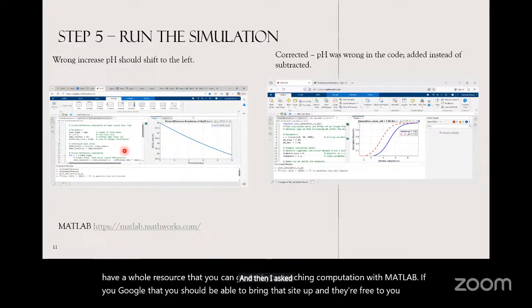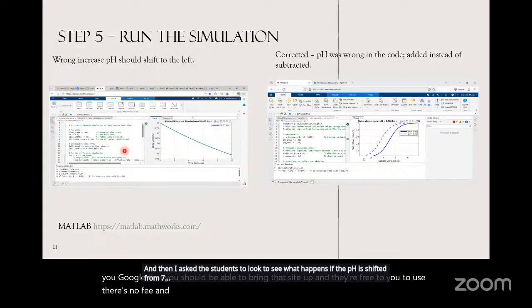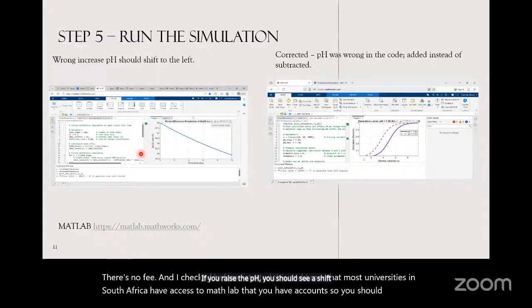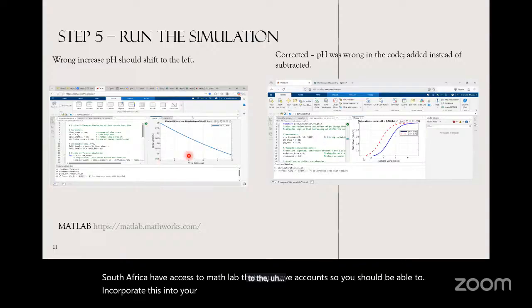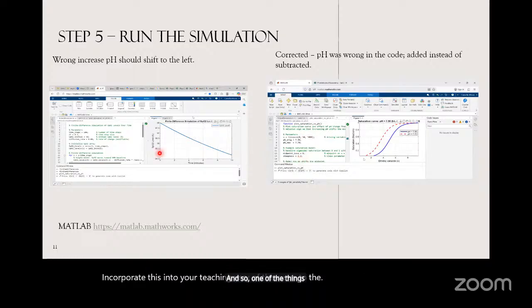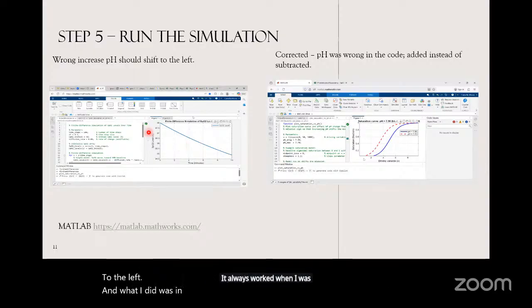And then I ask the students to look to see what happens if the pH is shifted from 7.56 to 7.7. So remember, according to the Bohr effect, if you raise the pH, you should see a shift of the curve to the left. And what I did was, in the code, I intentionally put an error in the code. And so one of the things when they run this, and I'm sorry the simulation is not running, so I can show you. It always worked when I was practicing. But anyway, you get a curve where this is not correct.